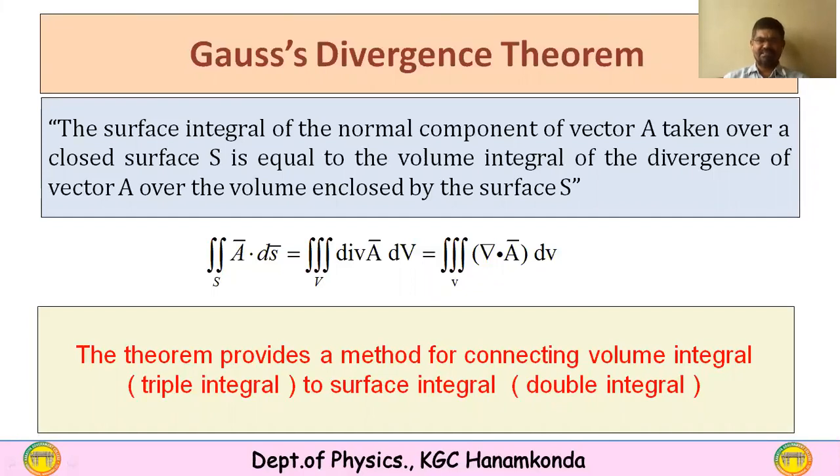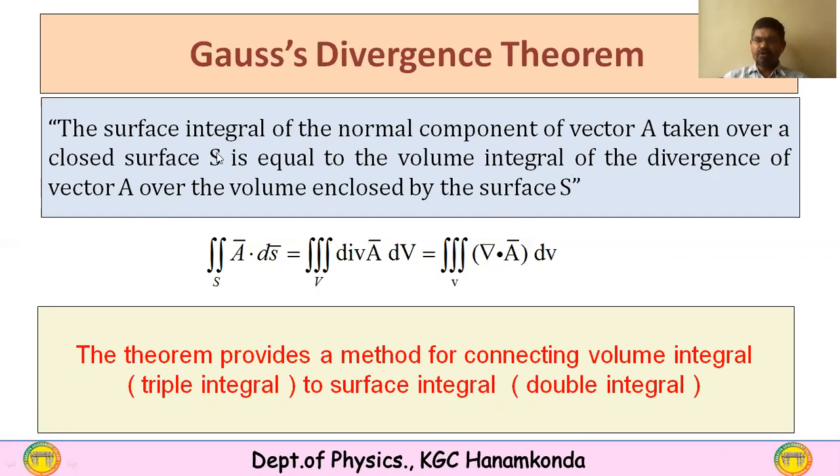Gauss divergence theorem states that the surface integral of the normal component of a vector A bar, which is nothing but flux taken over a closed surface, is equal to the volume integral of the divergence of the vector over the volume which is enclosed by the surface. Therefore, the surface integral of the normal component of a vector A bar taken over a closed surface S is equal to the volume integral of the divergence of the vector over the volume enclosed by the surface S. This is Gauss divergence theorem.